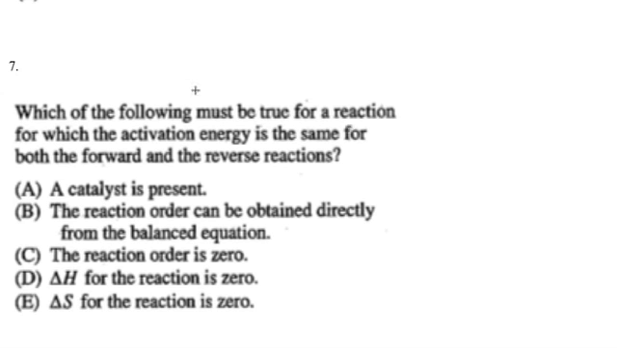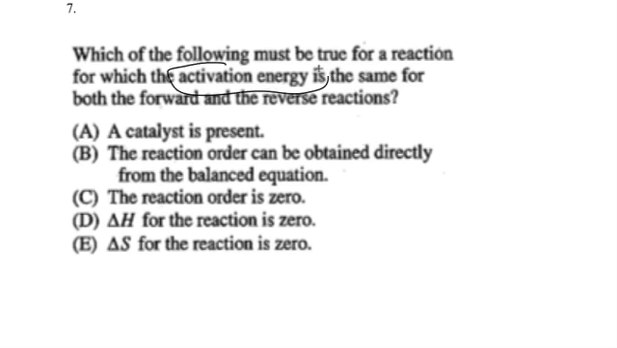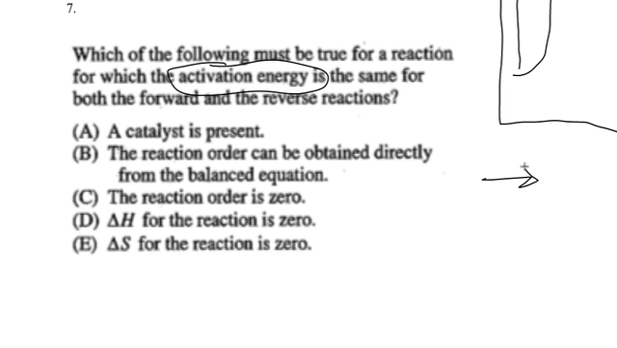All right, 7. Which of the following must be true in a reaction in which the activation energy is the same in both the forward and the reverse? So we know that the activation energy is the height to the hill. That's E sub A. Now, if this is the forward reaction, for it to be the same in the reverse direction, you must have started from the same height.